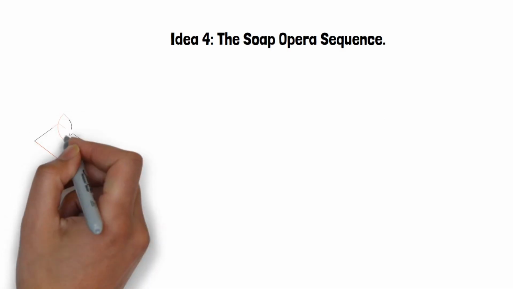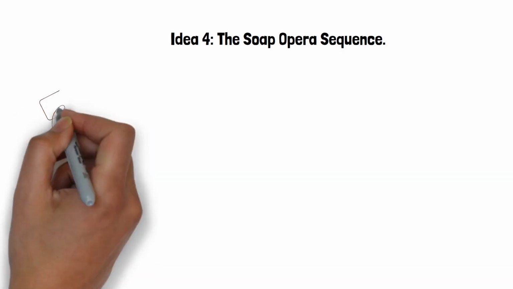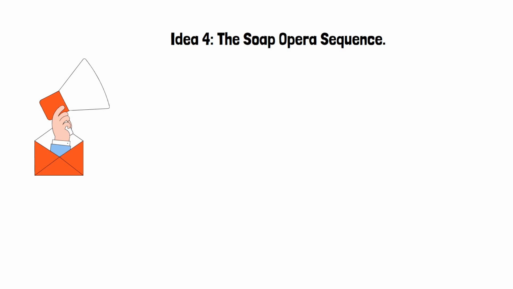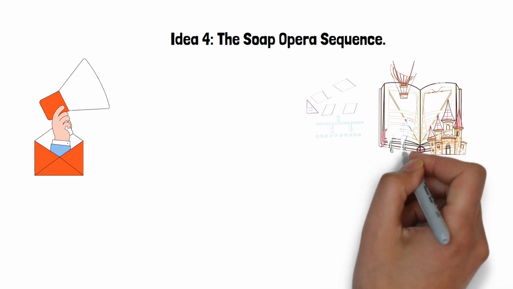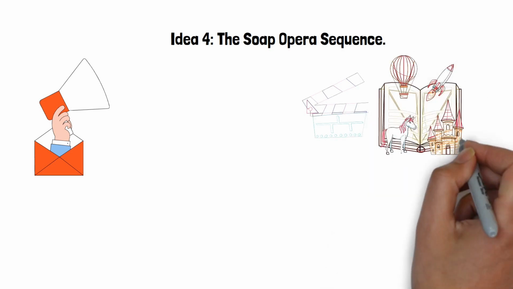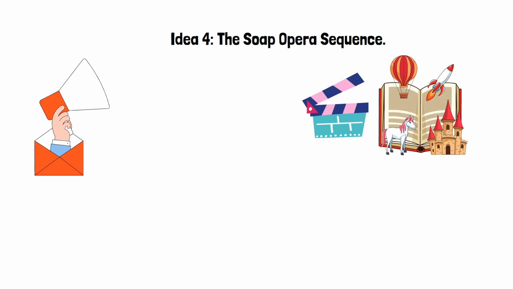Idea 4. The soap opera sequence. The soap opera sequence is an email marketing strategy designed to quickly build a relationship with new subscribers. It gets its name from soap operas because just like these daytime dramas, the emails are designed to hook the reader with an engaging story that unfolds over several episodes.